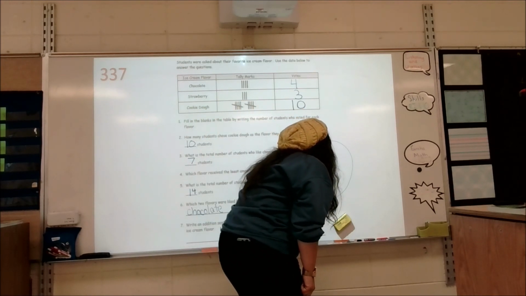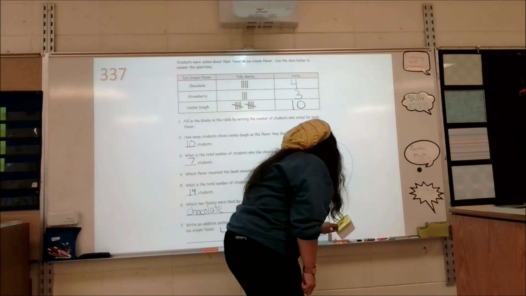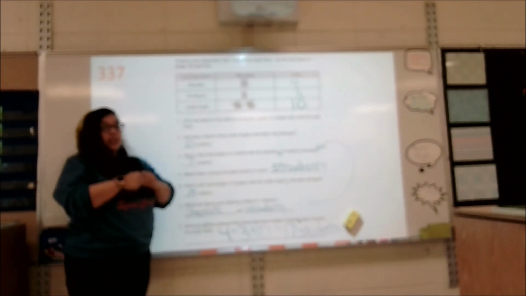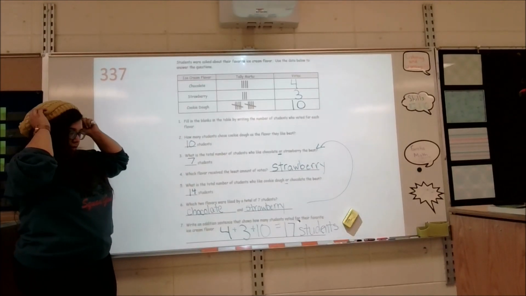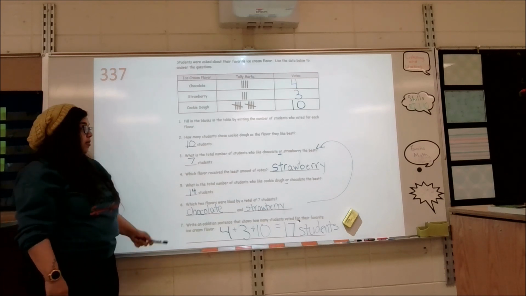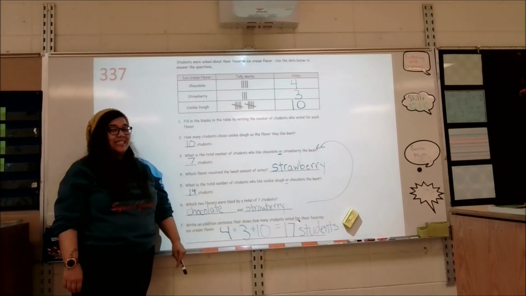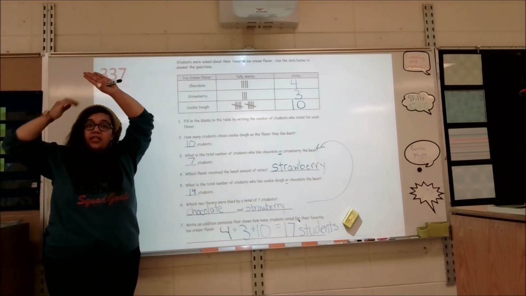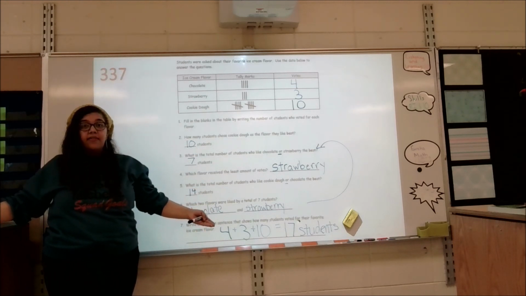17 students. That is the answer to our question. 17 students voted for their favorite flavor of ice cream. And how did I do that so quickly? Because I already know that 4 and 3 is 7. 7 and 10, 17. 17 minus 10, 7.